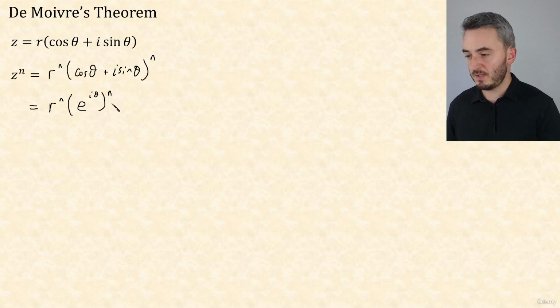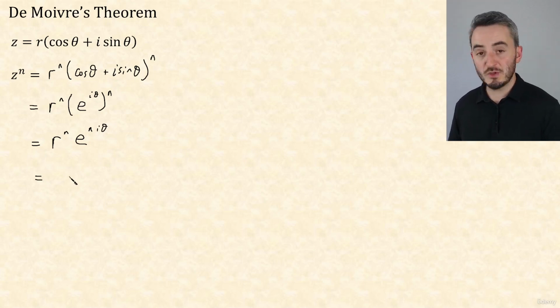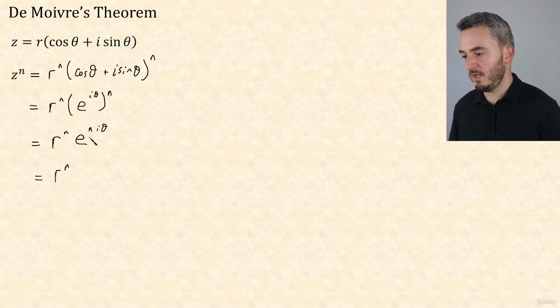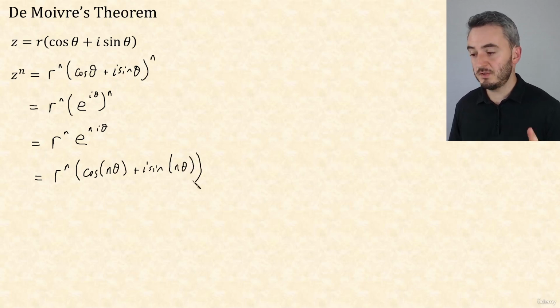And now we can use our standard result from exponentials, which is that when e to some power is raised to another power, we can just multiply these powers. So that is r to the n, e to the n i theta. Let's now dip out of exponential form, go back to modulus argument form, because what I now have is e to the power of n i theta, which is the same as cos of n theta plus i sine n theta. And this is de Moivre's theorem.